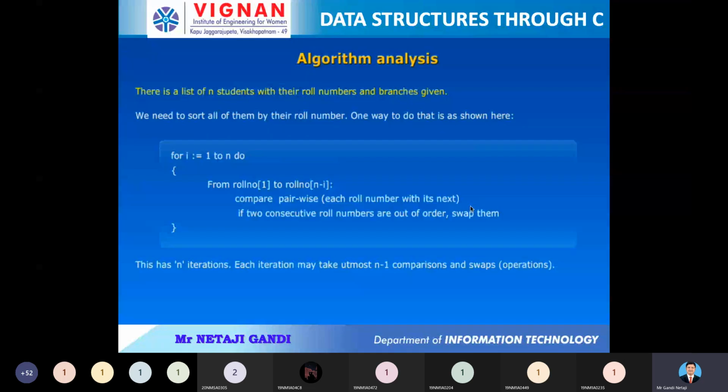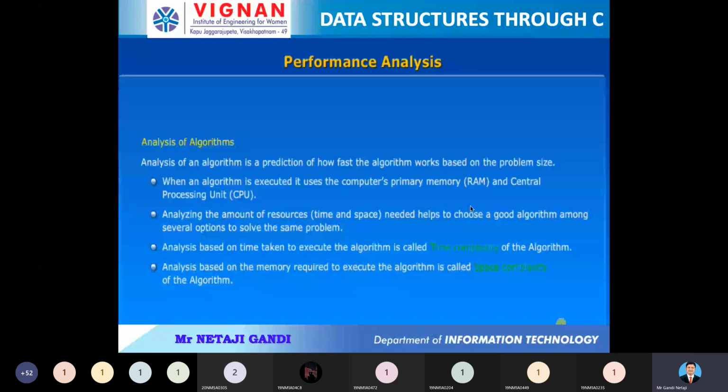So now, how can you calculate the performance analysis? How can you say this is a good program? How can you say this is not a good program? When compared to another program, how can you say this one is good? The analysis is based upon how much?